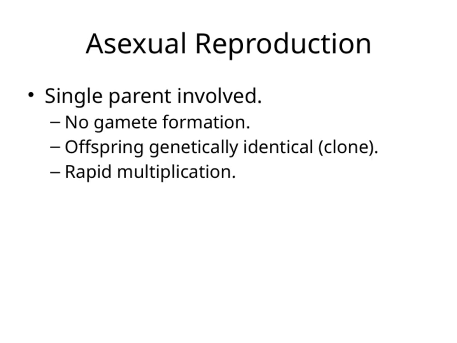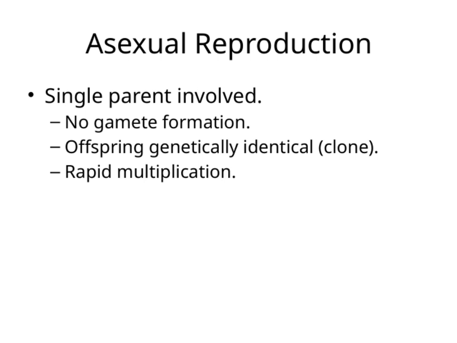So let's talk about single-parent involvement in asexual reproduction. In this process, only one parent is needed, which makes it quite different from sexual reproduction that requires two. Interestingly, there's no formation of gametes, meaning no egg or sperm is involved at all. Because of this, the offspring are genetically identical to the parent, essentially clones of the original organism.